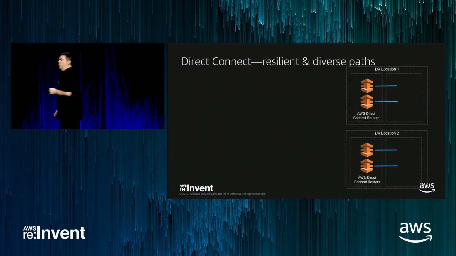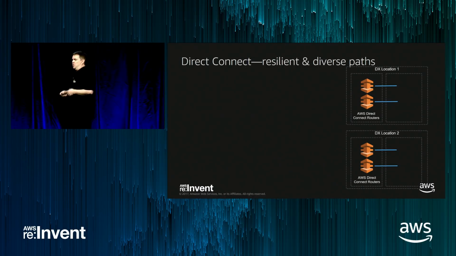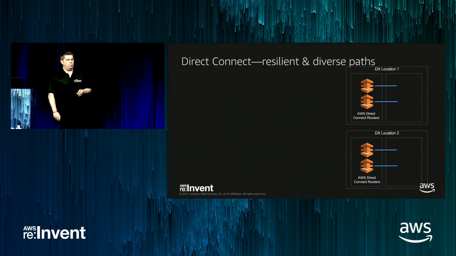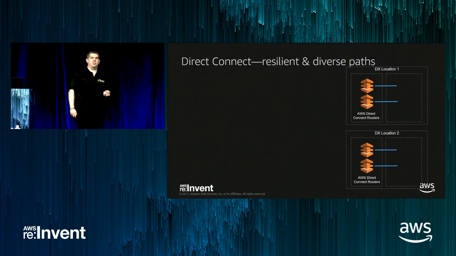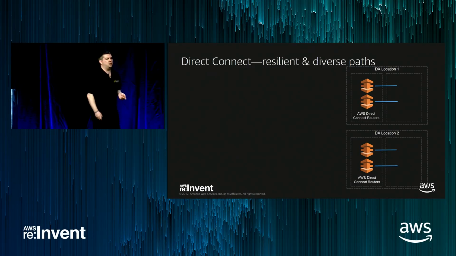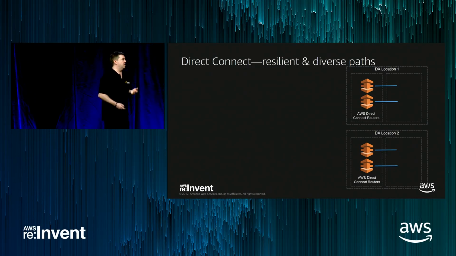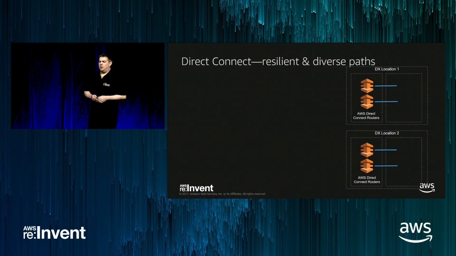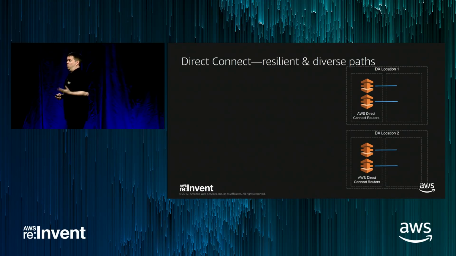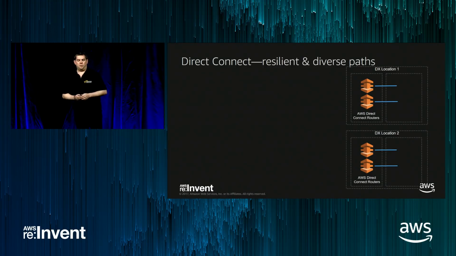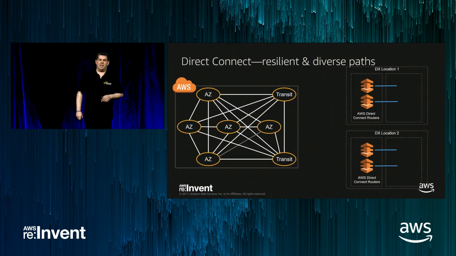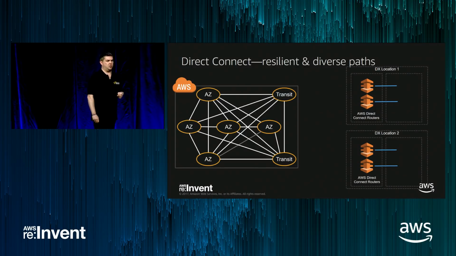So how does that work when we want to look at resilience and diversity across these connections? Well, I'm showing you 2 Direct Connect locations here. And as you can see, in every location, we have at least 2 sets of redundant hardware. Now, these are the routers that you're connecting to. These are where we allocate the ports for your connection. And these need to connect back to our AWS regions.